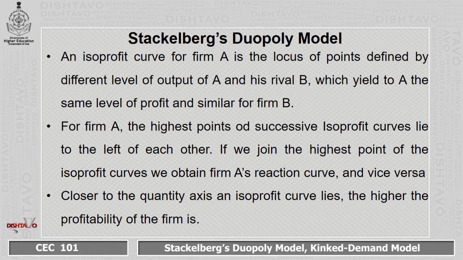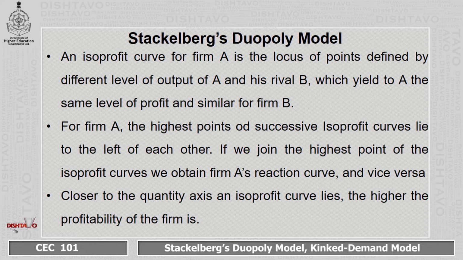Students, this isoprofit curve is similar to the indifference curve, but the shape of this isoprofit curve is concave to the axis, whereas the indifference curve is convex to the origin. Okay, now let us see the concept of a reaction curve of a firm.